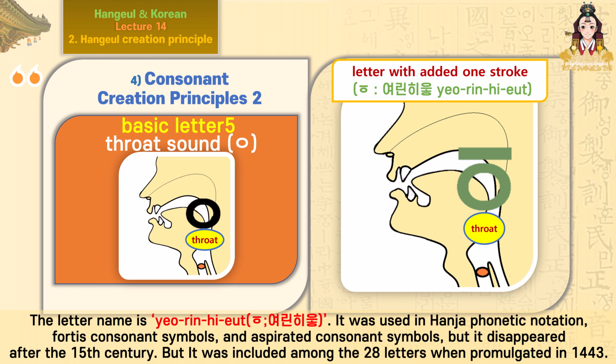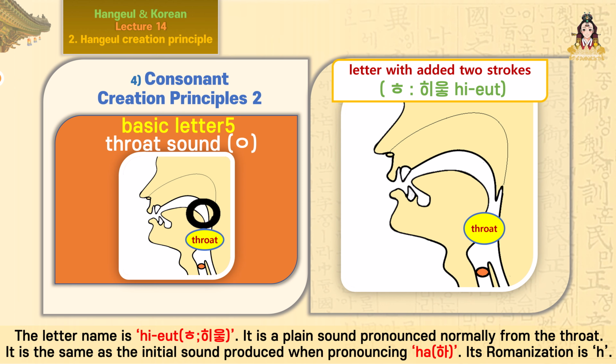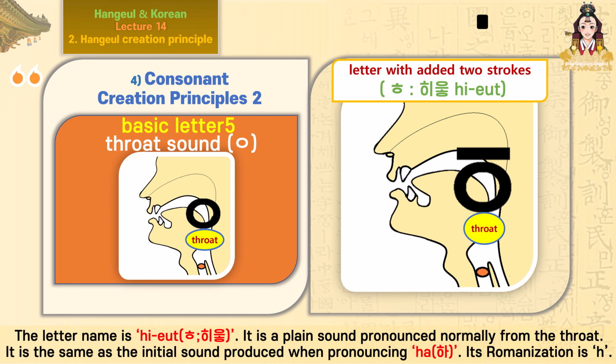In the next step, he created the letter hyut by adding strokes to the basic throat sound, iong, shape, to form a shape that releases a lot of air when pronounced with a vowel. The letter name is hyut. It is a plain sound pronounced normally from the throat. It is the same as the initial sound produced when pronouncing ha. Its romanization is h.